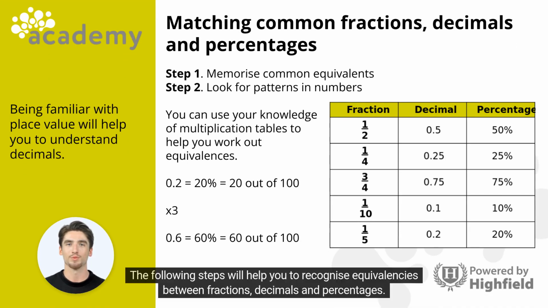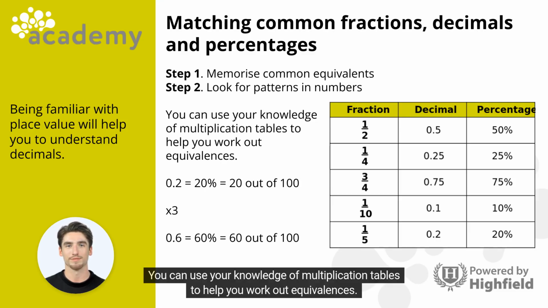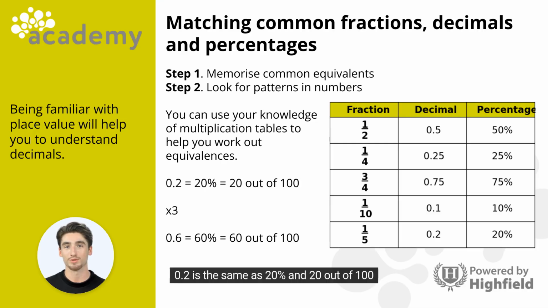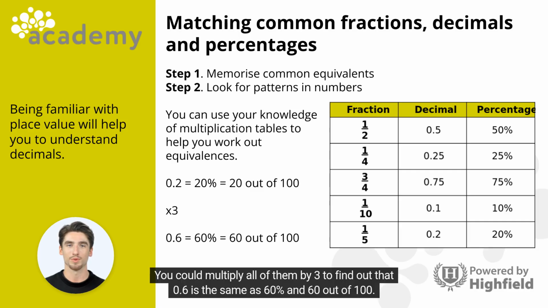The following steps will help you to recognize equivalencies between fractions, decimals, and percentages. Step 1. Memorize common equivalents. Step 2. Look for patterns in numbers. You can use your knowledge of multiplication tables to help you work out equivalencies. For example, 0.2 is the same as 20% and 20 out of 100. You could multiply all of them by 3 to find out that 0.6 is the same as 60% and 60 out of 100.